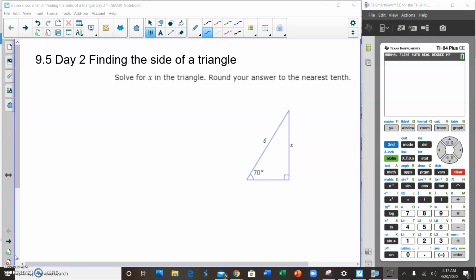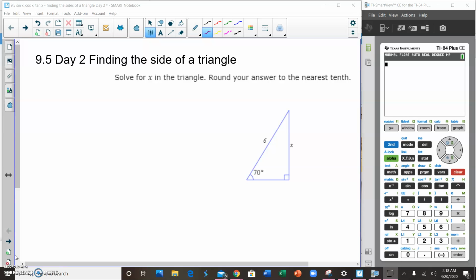All right, so today we're going to be finding sides of a triangle. We already did this with 30, 60, 90s and 45, 45, 90s, but what do we do if it's not a 30, 60, 90 or a 45, 45, 90? Those are our special triangles because those are the two triangles that actually have a relationship. The 30, 60, 90 is 1, root 3, 2 always, and the 45, 45, 90 is 1, 1, root 2.